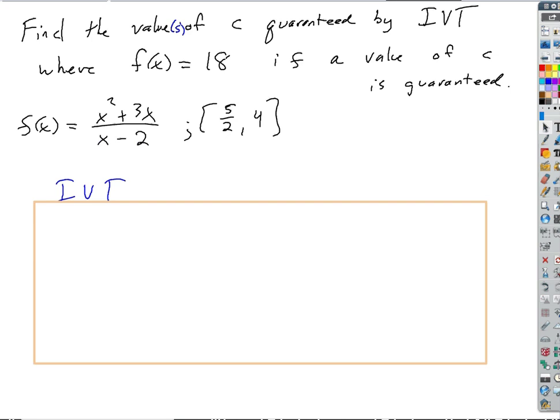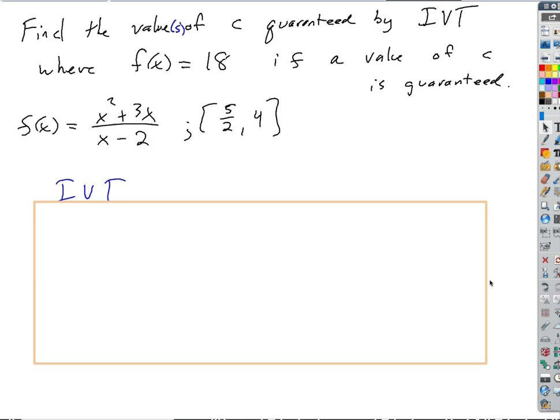In other words, first of all, we've got to figure out, does it apply? And the kinds of questions you're going to get, it's going to say, does it apply? If not, why not? You'll list why not. If it does apply, then we just go find the place. But that's not even calculus stuff, that's just a little bit of algebra. So here's the function, here's the closed interval. Is there a value of c guaranteed? How would we know? What would we do to check?